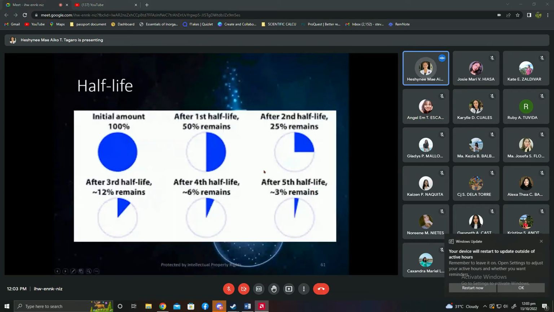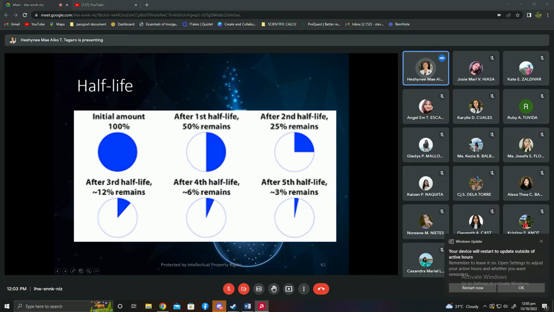So for a simple representation, it looks like this. This is the initial amount, which is 100%. As you can see, its concentration is halved each time. This is important, especially in the excretion of drugs from our body. Because if the drug in our body does not lessen in concentration, there is a possibility of poisoning or toxicity.